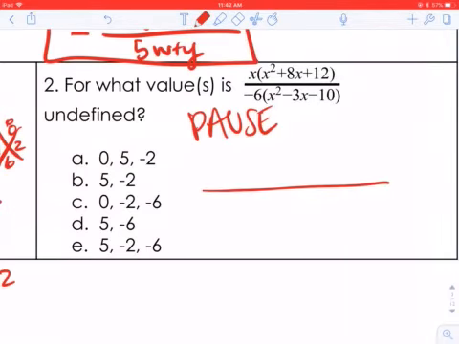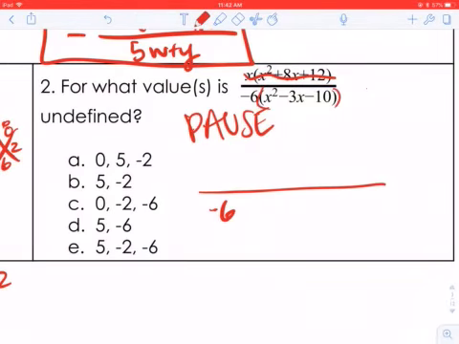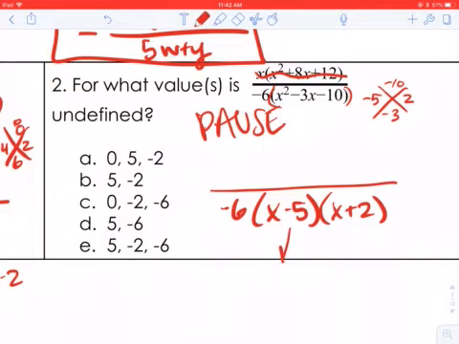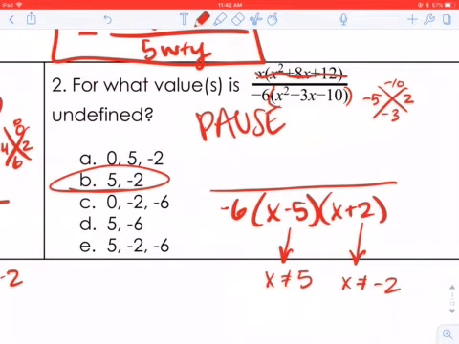Alright, again, I don't care about the numerator. I have negative 6. I see this, I'm going to factor it. Negative 10, negative 3. I know 5 and 2, and I need a negative 5. So I have x minus 5, x plus 2. I know that this one, x is not allowed to be 5. x is not allowed to be negative 2. 5 and negative 2. B would be my correct answer.